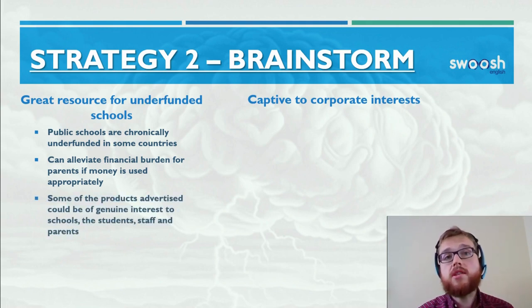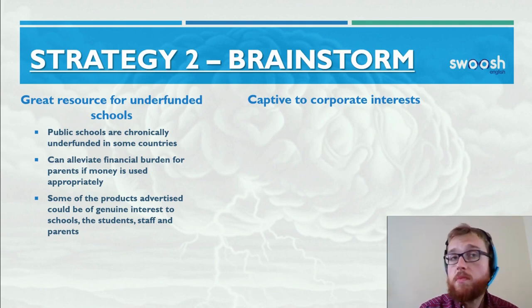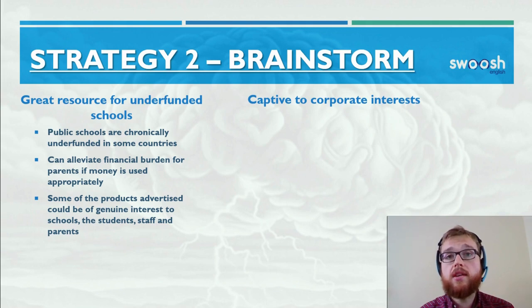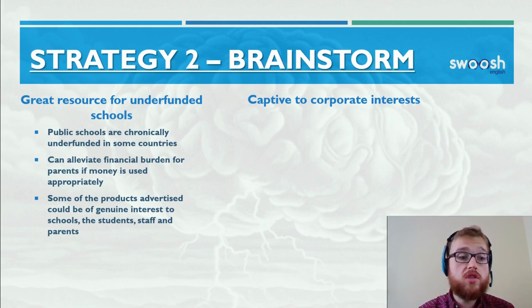Next, some of the products advertised could be of genuine interest to schools, the students, the staff, and the parents. Well, needless to say that many and various products are probably going to be used by these kids at schools and also outside. These could be extra supplementary materials or books. They could be sports equipment. They could be excursions or points of interest that the children can go on.